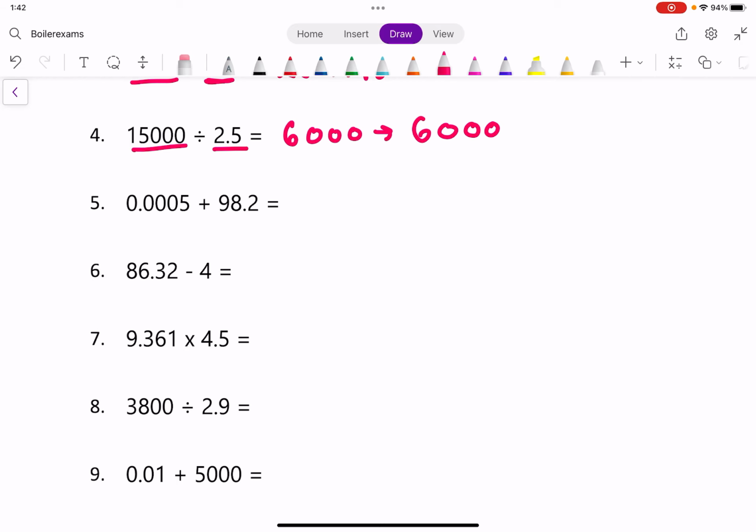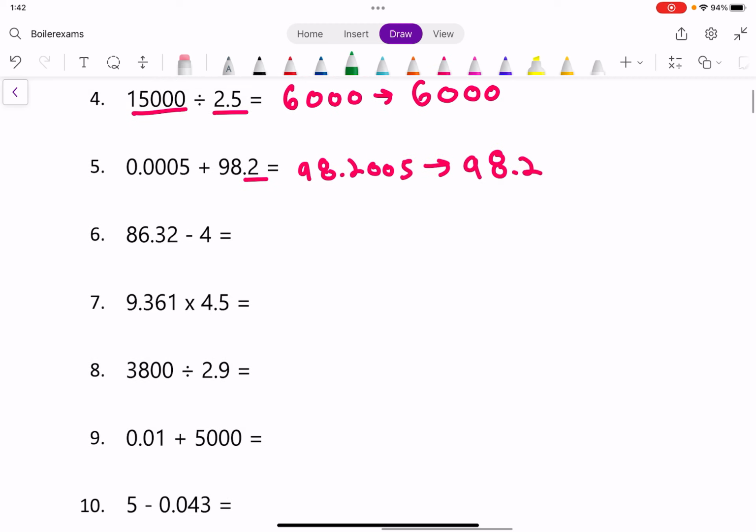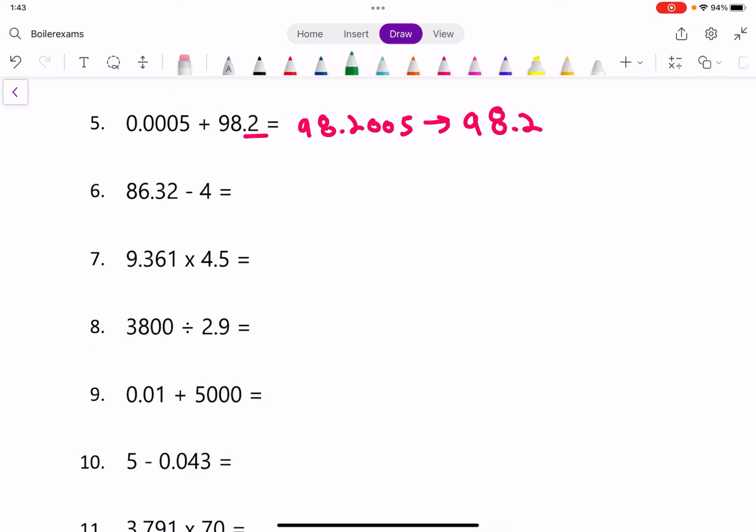98.2 plus 0.0005. You're going to get 98.200005. Round this to the least precise decimal place, which is the tenths. So this becomes 98.2. 686.32 minus 4. This is addition, so round to the least precise significant figure, which is the ones place. So this is going to become 682.